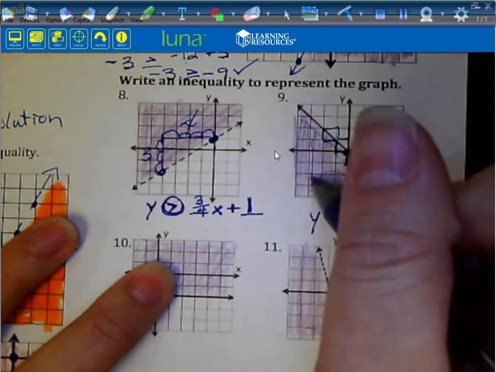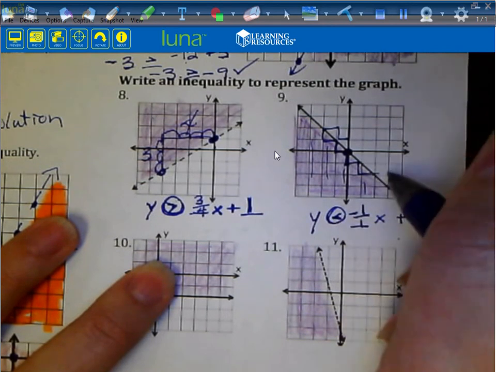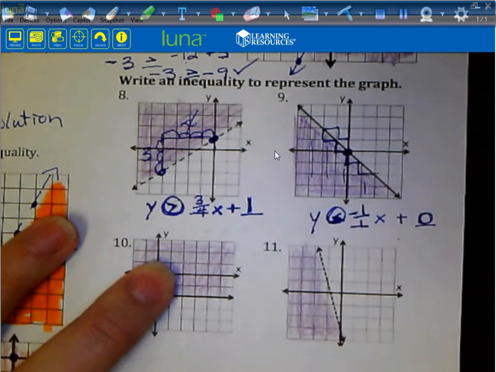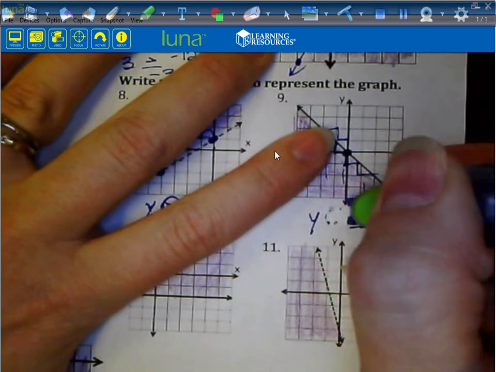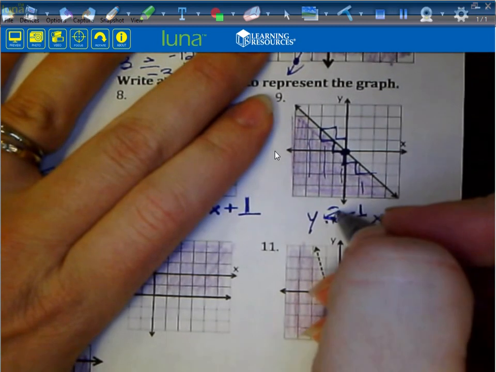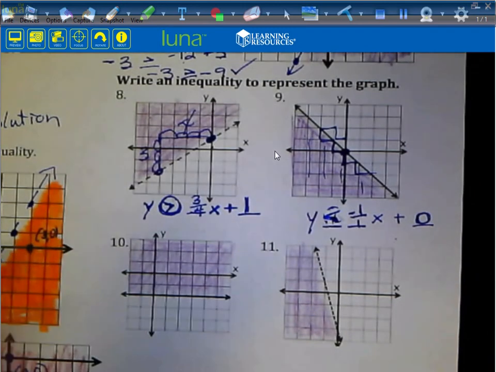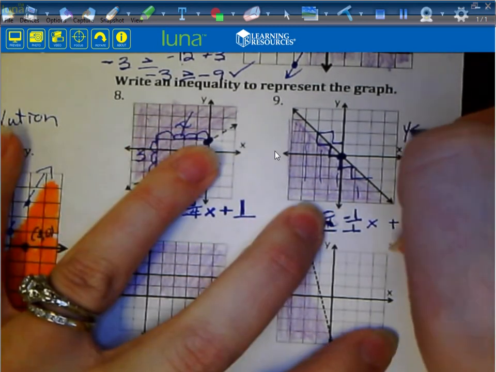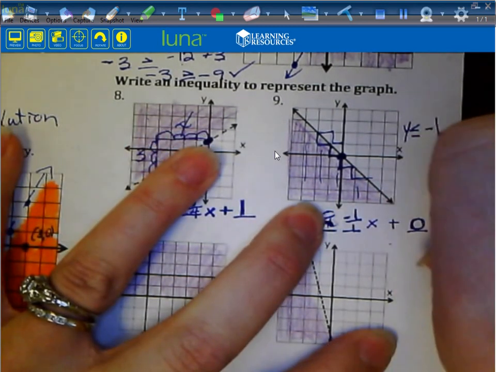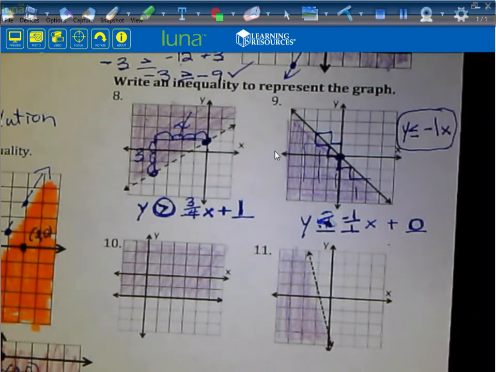And I'm shading below the line, so it is less than. And because it is a solid line, it is less than or equal to. I'll neaten that up a little bit with some whiteout. Hold on. It's going to be less than or equal to. So I'm going to go ahead and rewrite this. That's the same thing as y is less than or equal to negative 1x, because I told you we leave off that 0, so this is actually my fully simplified answer here. Y is less than or equal to negative 1x.